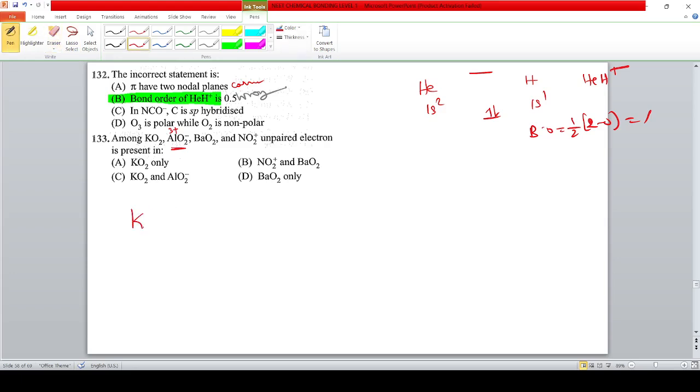Listen carefully. KO2, AlO2 minus, BaO2, NO2 plus. This is O2 minus. I will explain that in a different way. This is O2 having 2 minus charge because this fellow is having 2 plus charge. So I can say 3 minus charge.